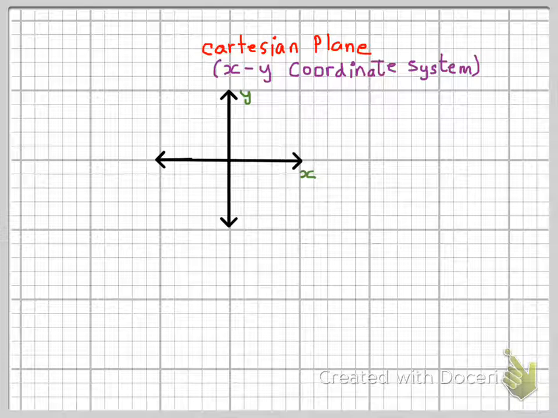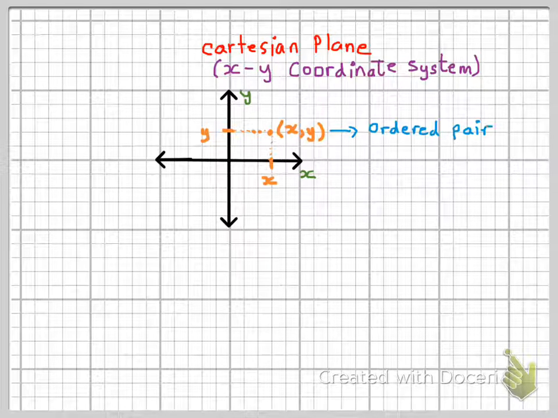The horizontal real line, you say that is the x-axis, and the vertical real line, you say that is the y-axis. Together, you say this is the Cartesian plane or the Cartesian coordinate system, the xy coordinate system. Now, this xy coordinate system is such that every point in the plane can be identified as an ordered pair.